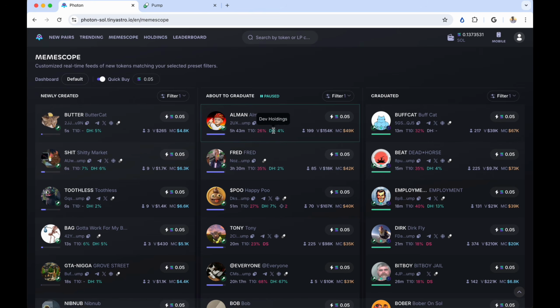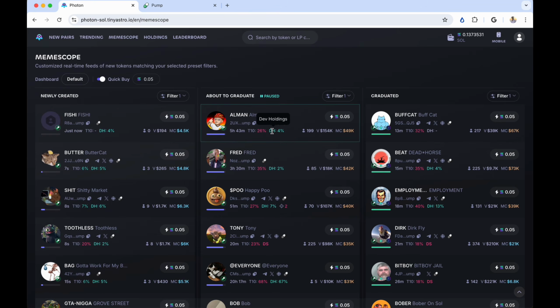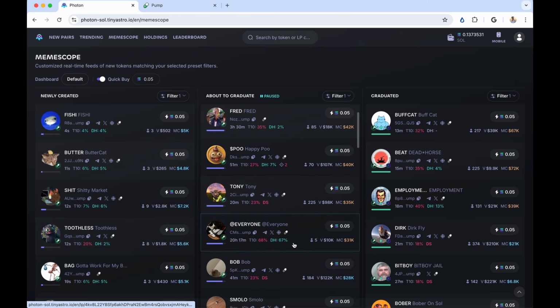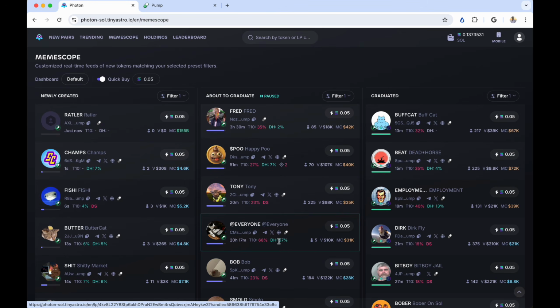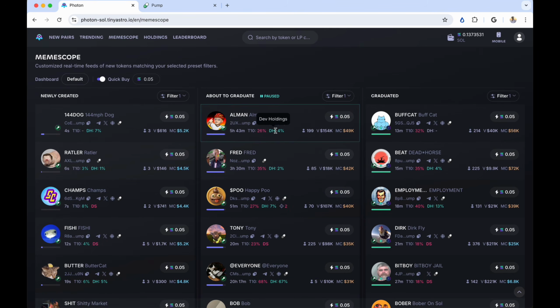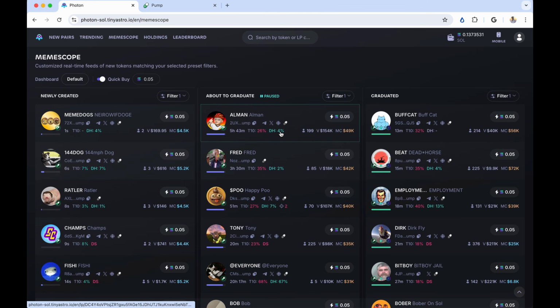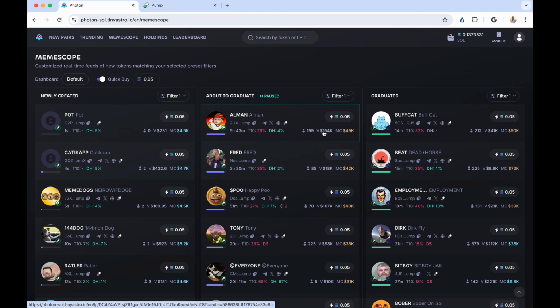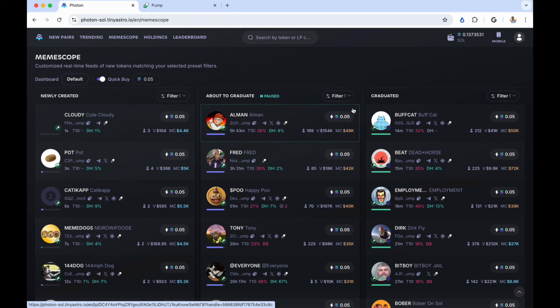And then let me go here. DH: how much is the developer holding? Sometimes it can be very risky if the developer is holding 67% of the token. That's not really an ideal situation. Here, he's only holding 4%. That's not much. 199 traders or holders. As you can see, volume and market cap should be pretty straightforward for these coins. These are very helpful statistics as well.